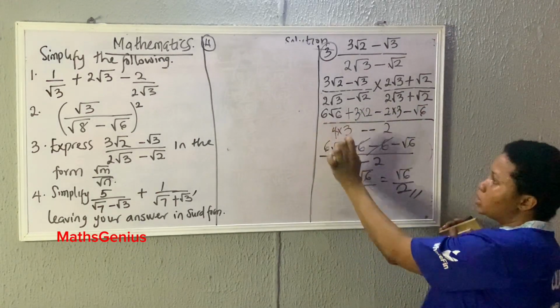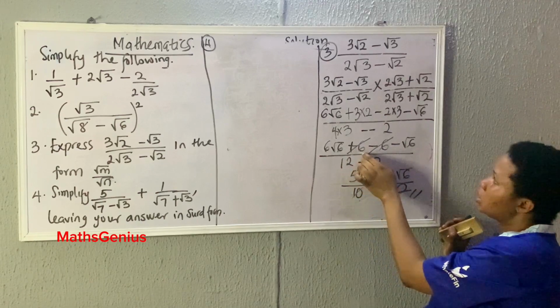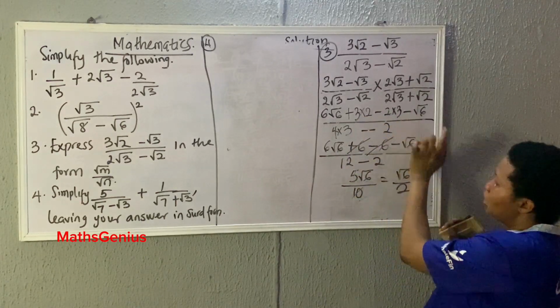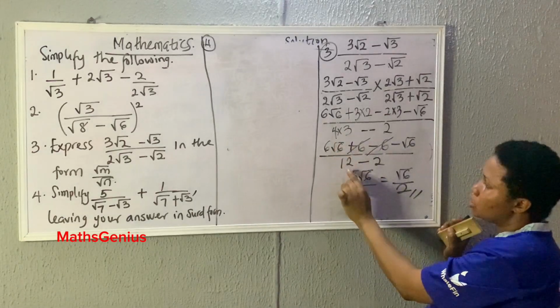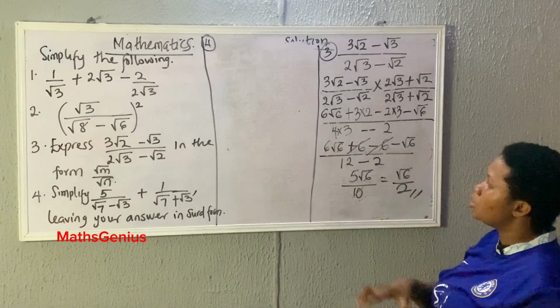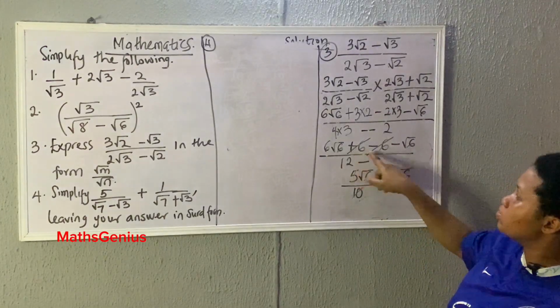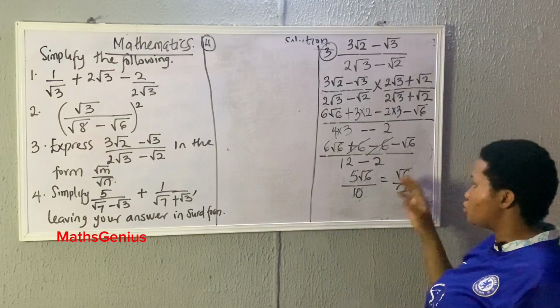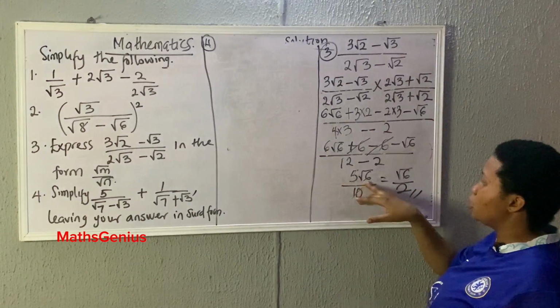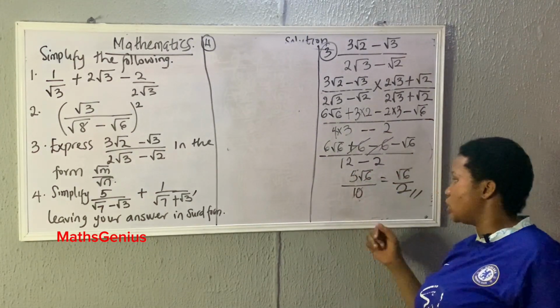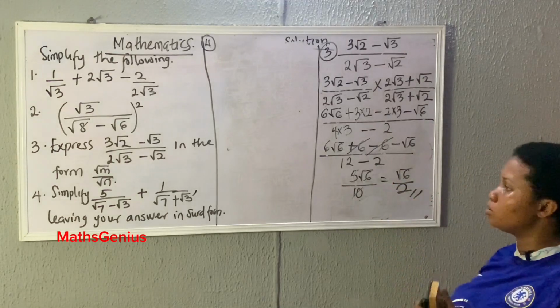So we have 6 root 6 plus 6. That's 3 times 2, which is 6, minus 2 times 3 is 6, minus root 6 over 4 times 3 is 12 minus 2. 6 root 6 minus root 6 will give us 5 root 6. Plus 6 minus 6 is gone, gives us 0. So we have 5 root 6 for the numerator. 12 minus 2 will give us 10. 5 can divide 10, that will give us root 6 over 2.